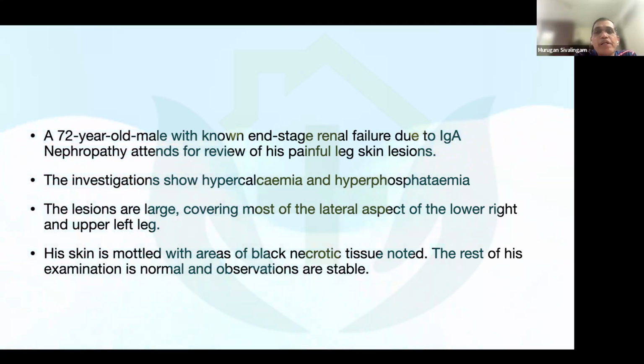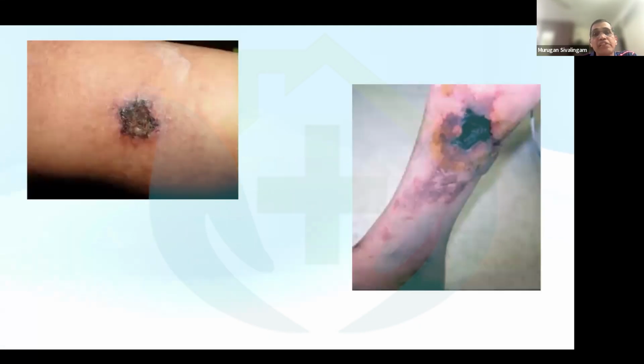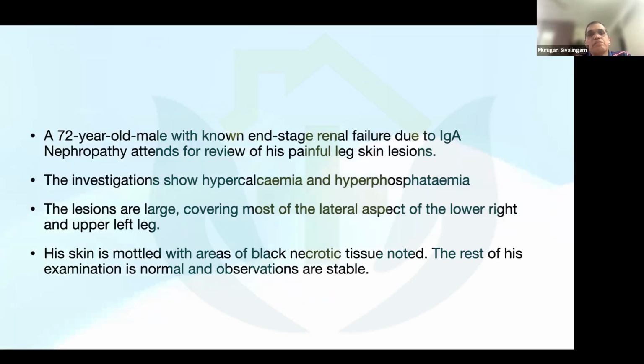So a 72-year-old male with end-stage renal failure due to IgA nephropathy attends for review of his painful skin lesions. The investigations show hypercalcemia and hyperphosphatemia. The lesions are large, covering most of the lateral aspect of the lower right and upper left leg. The skin is mottled with black necrotic tissue. The rest of the examination is normal and the observations are stable. So this is what a typical picture would look like. This is somebody who's on dialysis, who has hypercalcemia and hyperphosphatemia, and comes with skin lesions.